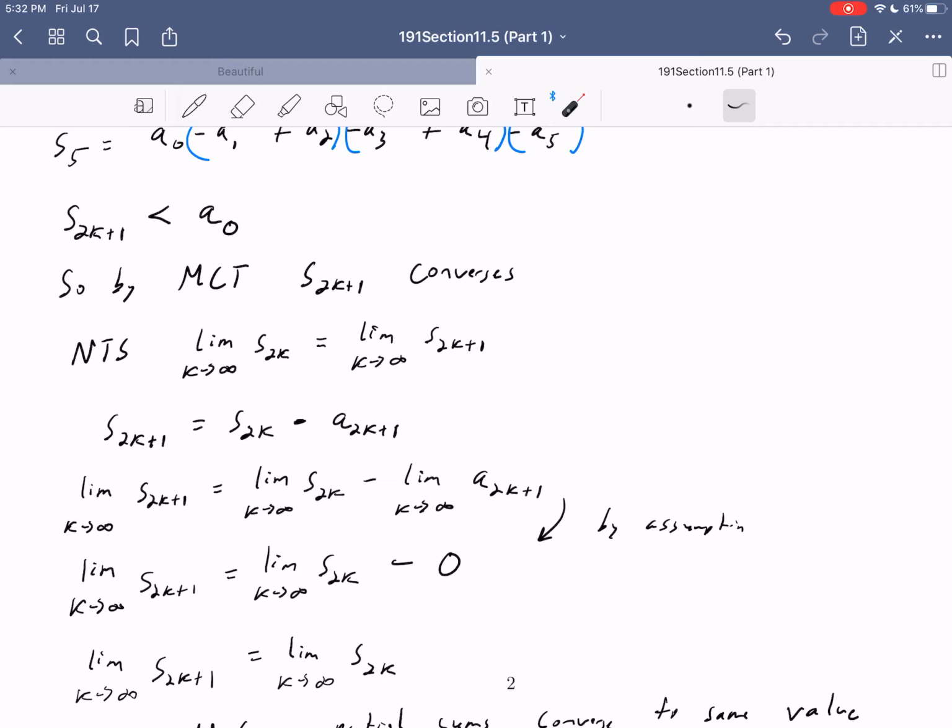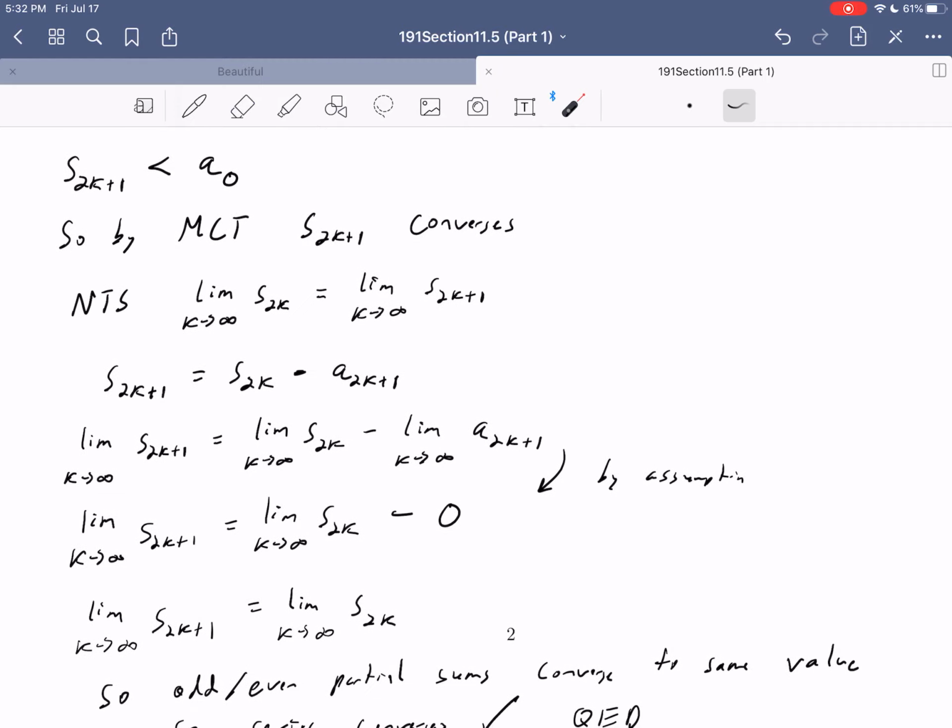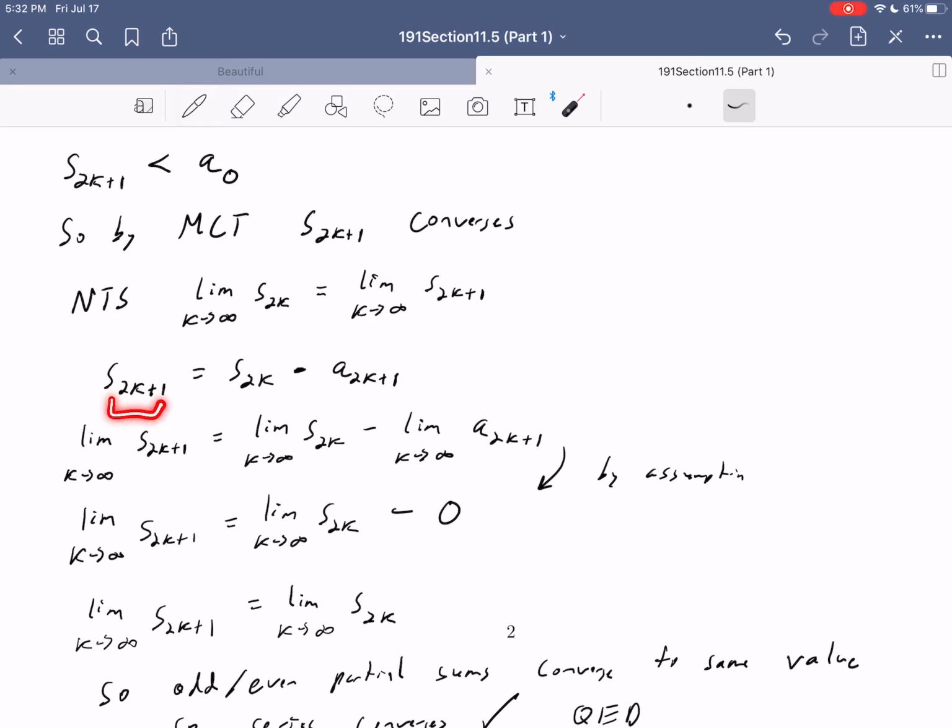So we were allowed to apply the limit because we knew that the limit existed. We used the fact that the next partial sum was the previous one plus the next term. Now we had to be careful, and I misspoke when I originally put it down.